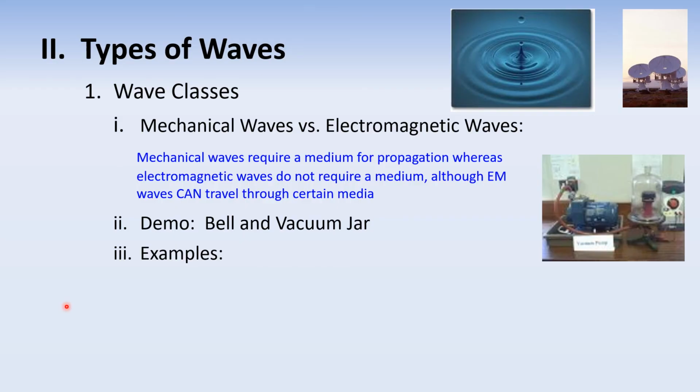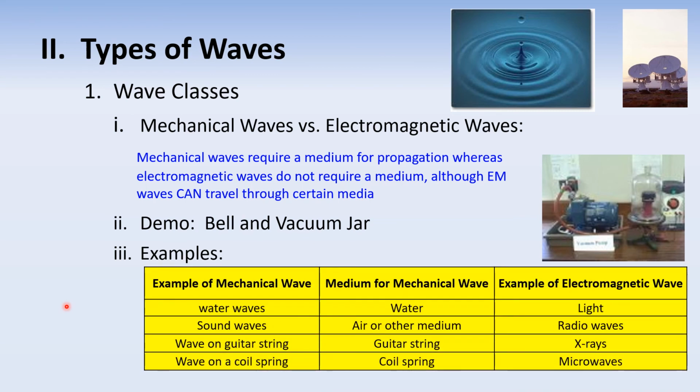So we will look at a few more examples in this slide of both mechanical waves and electromagnetic waves. And when we talk about these mechanical waves, like water waves, remember that all mechanical waves require a medium, so we will identify the medium for each of these examples. So obviously water waves must travel through water.